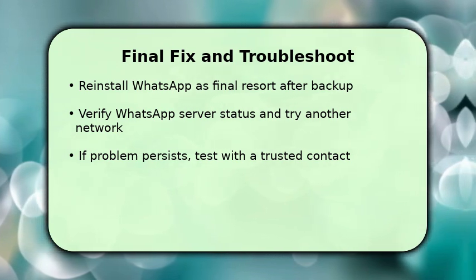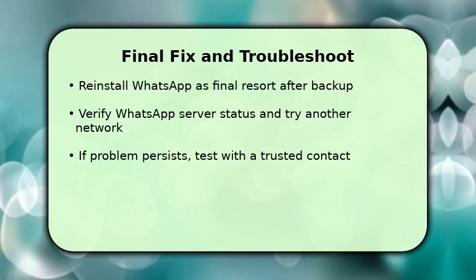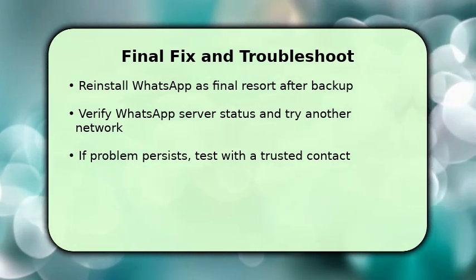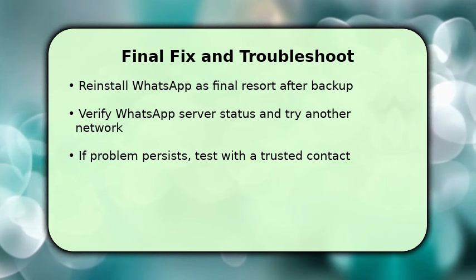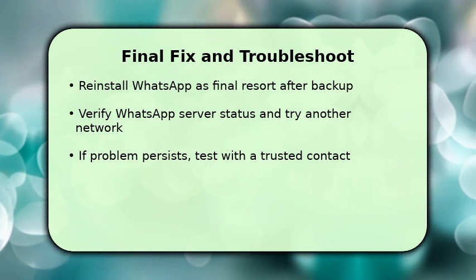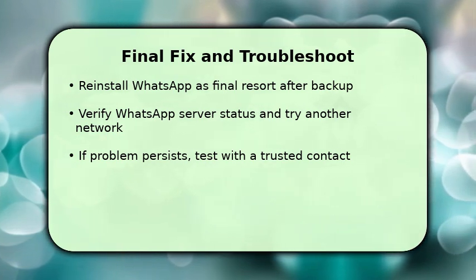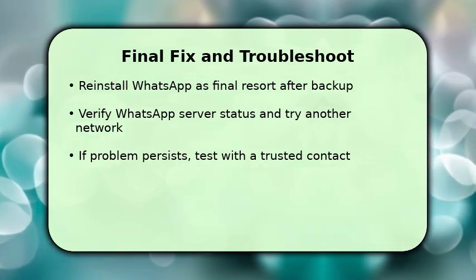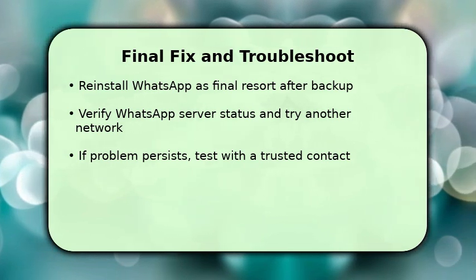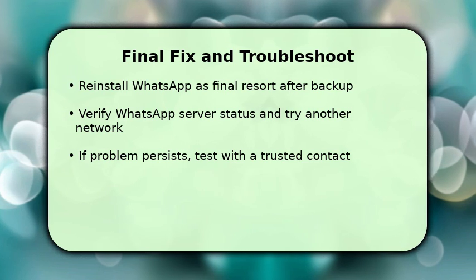If views still show unavailable, switch networks or use mobile data to rule out firewall or carrier issues. Make sure the other person also hasn't blocked or adjusted privacy settings. One key troubleshooting tip: ask a trusted contact to post a status and confirm you see their viewers. If you still fail, the issue is likely account side or server side and requires waiting or contacting support.